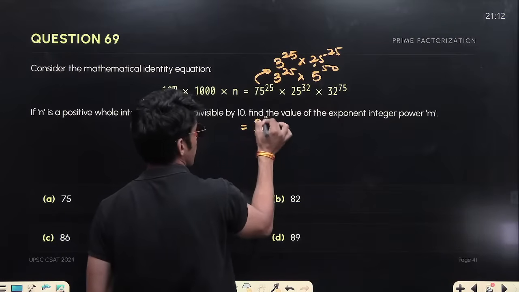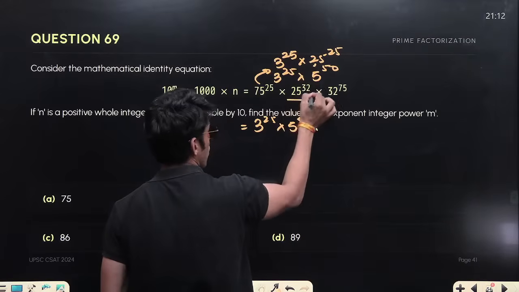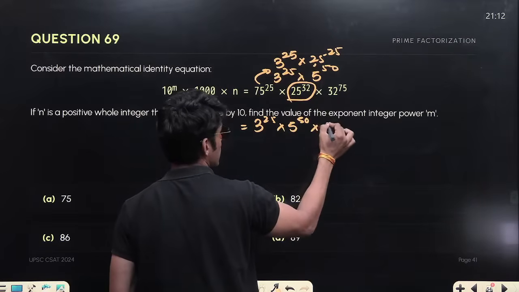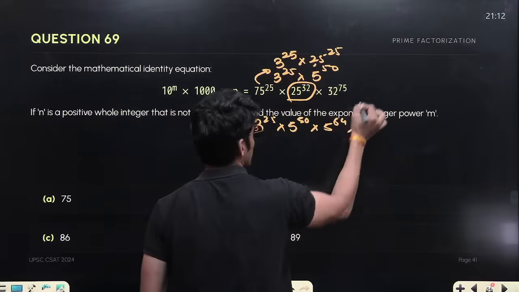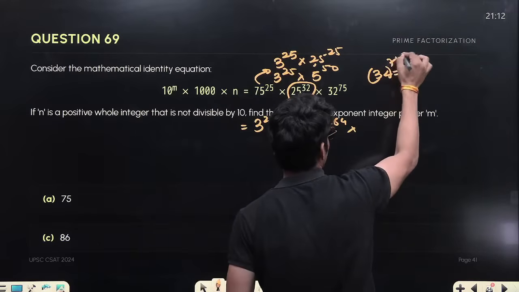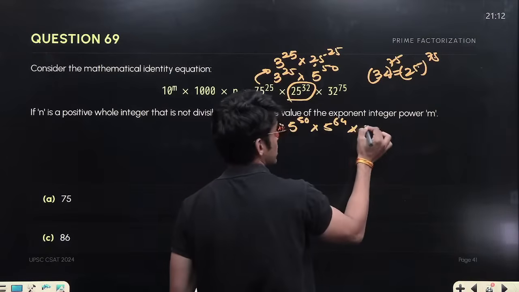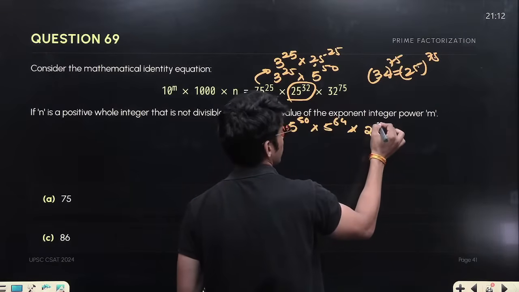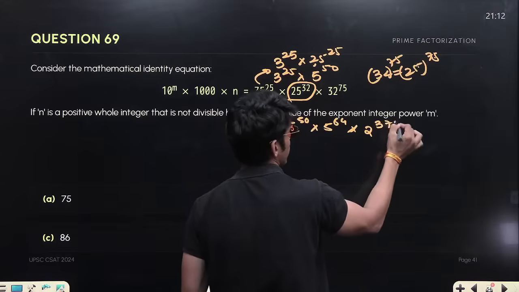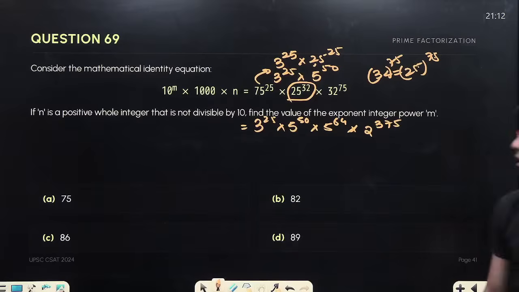So, let's keep on writing this. In the same logic, 25 to the power 32 is 5 to the power 64. 32 is 2 to the power 5. And 30 to the power 75 becomes 2 to the power 5 to the power 75. 5 and 75 gets multiplied. So, this becomes 375. Right?